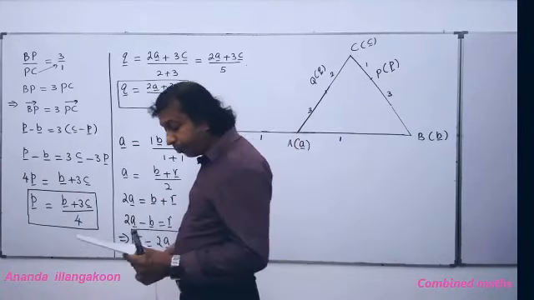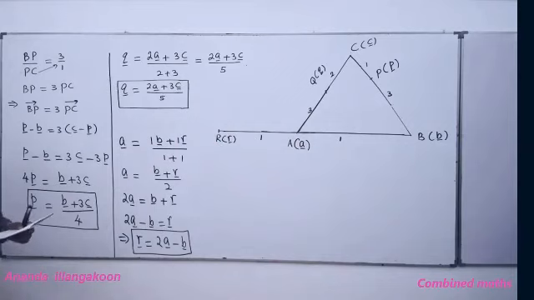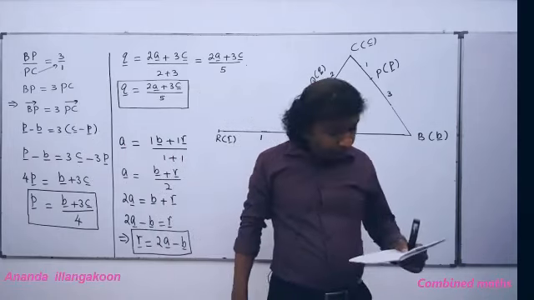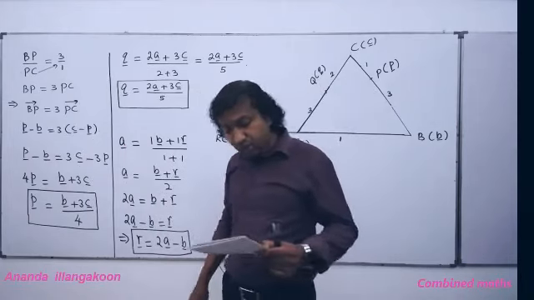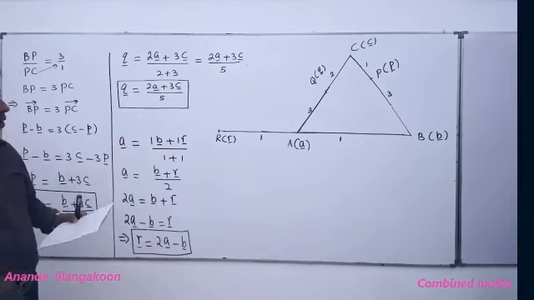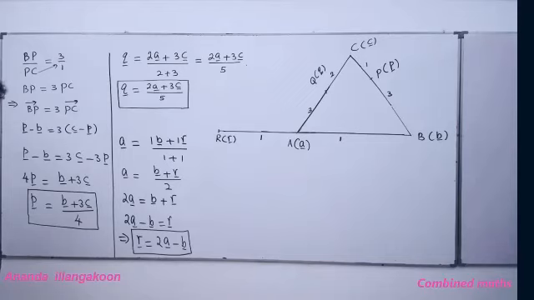Okay, now next part. Show that simple q vector can be expressed in terms of simple p vector and simple r vector, and hence or otherwise show that p, q, and r are collinear. All right. Now I'll use this way.